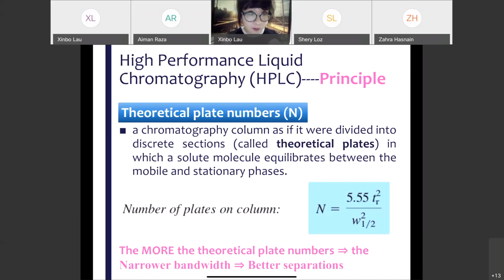Okay, so one more time, I hope you don't need to waste your time searching for this tomorrow. The more theoretical plate number, or larger, or whatever the word, meaning the same, that's what's good for getting a good separation.